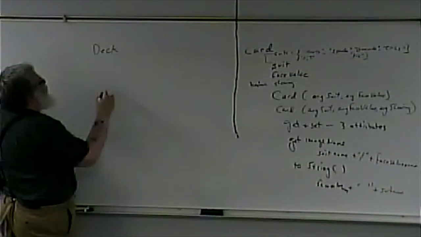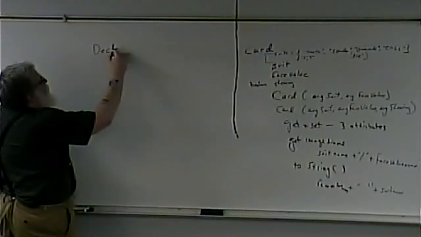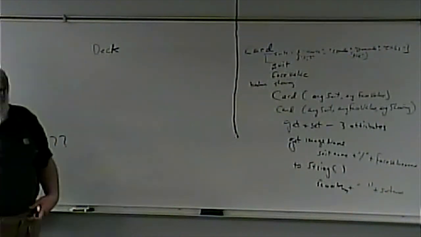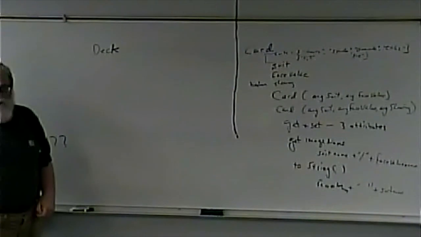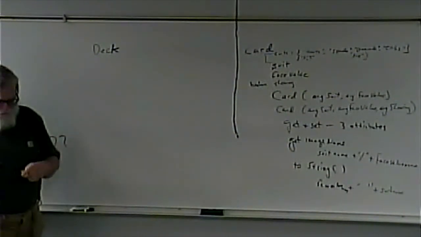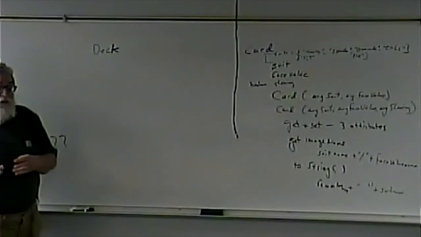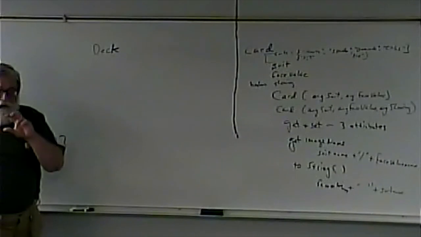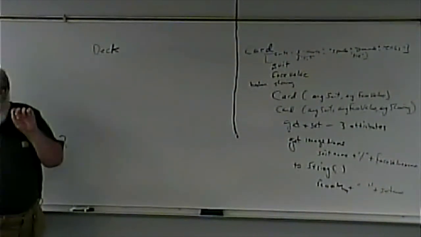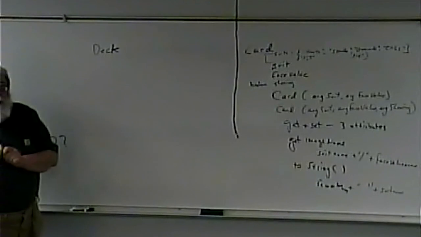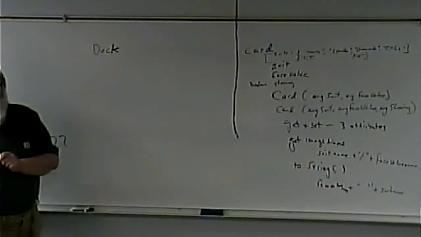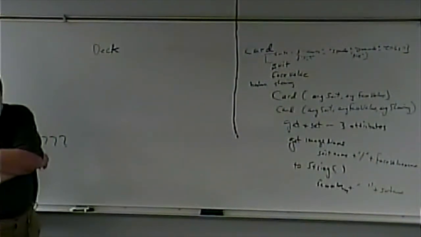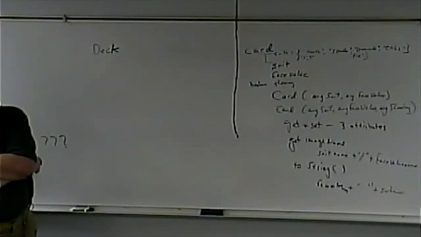A deck class has what in it? 52 cards. Does it always have 52 cards? Well, we're not going to worry about jokers. But does it always have 52 cards in it? Maybe we're splitting hairs here, but it always starts out with 52 cards. But as we deal cards, it will have less than 52 cards. So again, this is a structure that needs to accommodate a variable number of cards.